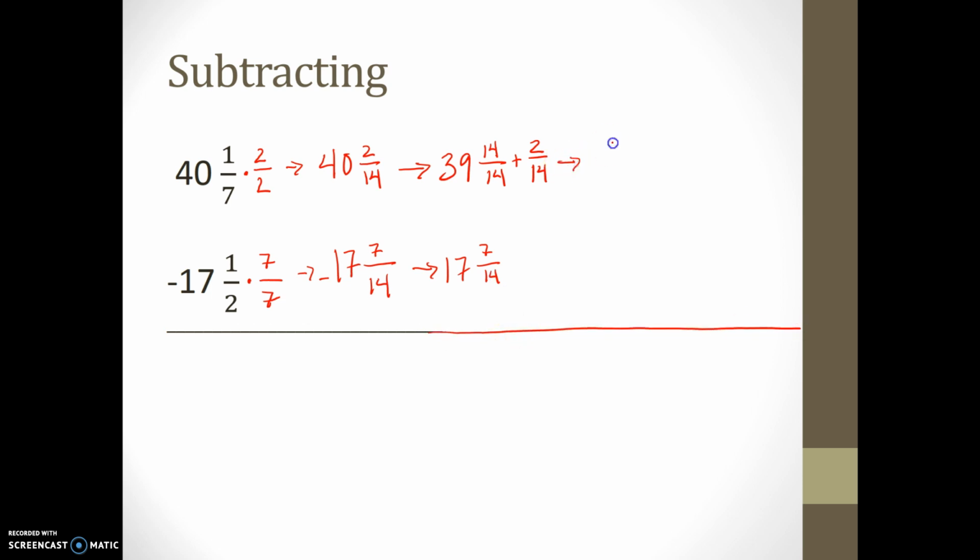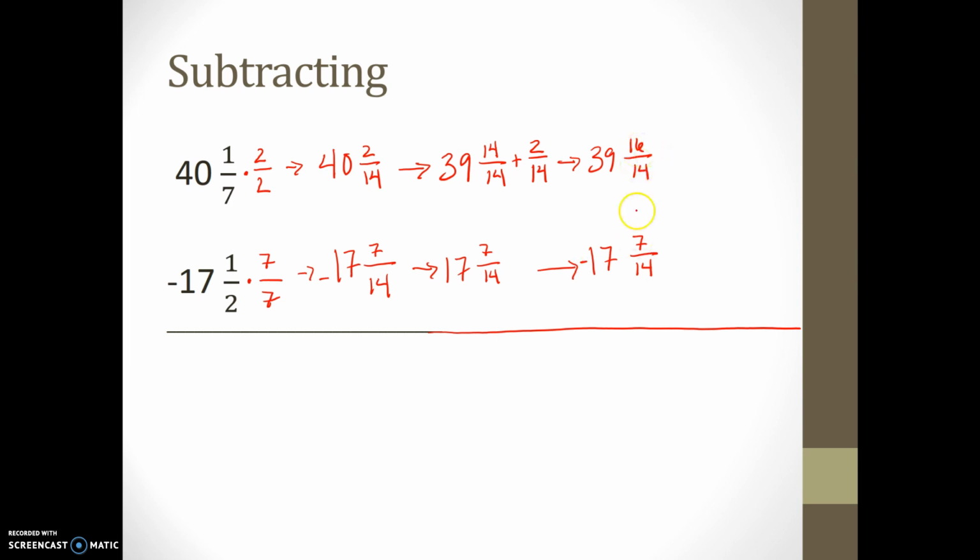Okay, now I'm going to combine that fraction in my minuend. So I've got 39, and let's see, 14 plus 2 is 16/14. Keep my subtrahend the same, so 17 and 7/14. And now I'm ready to do some subtraction.